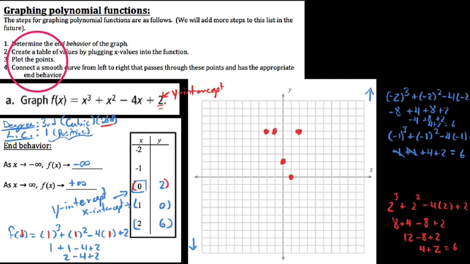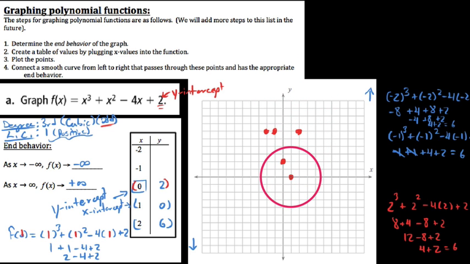Now, the last step after we plot the points on step 3 is to connect a smooth curve from left to right that passes through these points and has the appropriate end behavior. I've got to have a graph that passes through all of these points from left to right, each point one time, but it falls on the left and rises on the right. So I can imagine this graph starts way down here on the left and comes up, must go through this point here and then come back around, passing through these points, and then it turns here, and our right-hand side behavior must be up.